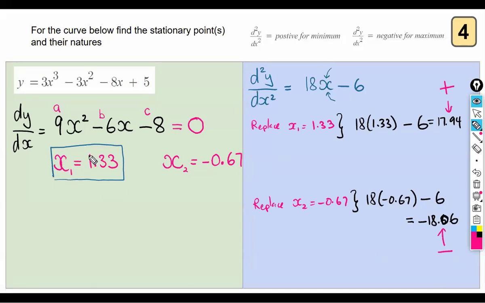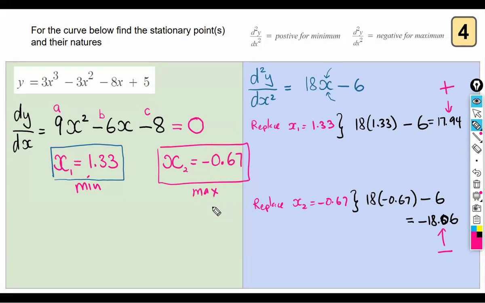So when x is 1.33, what kind of stationary point is that? A maximum or minimum? When we put x equals 1.33 into the tester equation, it gave us a positive value. So what kind of point is this one? A minimum, correct. And you can't just make the assumption that if this one is the minimum, then the other one is automatically a maximum. Make sure and do the working for it. So this one here is what? Since we get a minus value, it's a maximum.